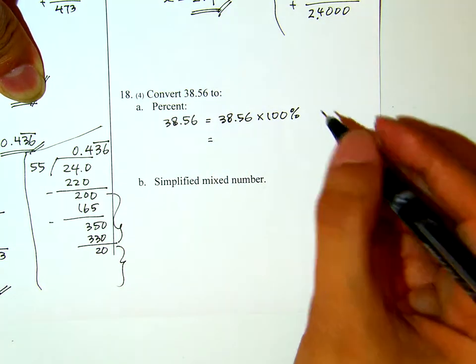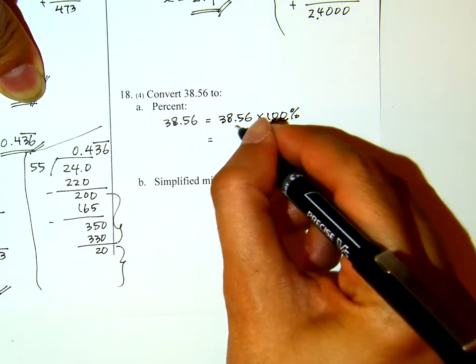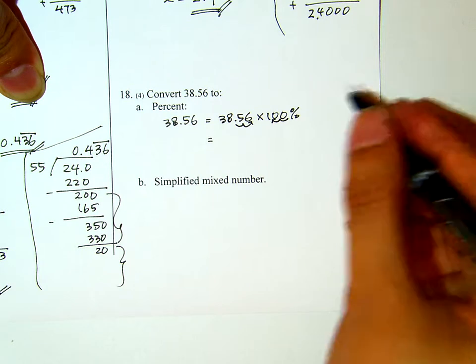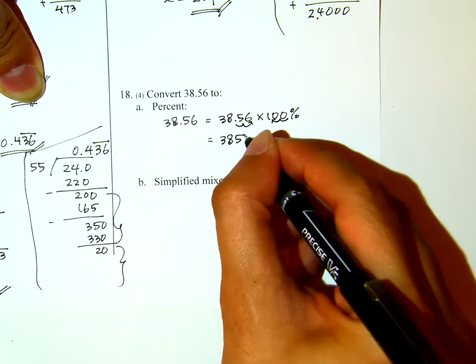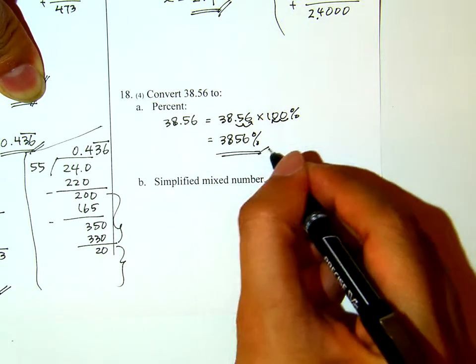Okay, and then to multiply by 100%, I will keep the percent sign. And when we multiply by base 10, the decimal point moves in the opposite direction. We now get 3,856%. That's for number 18A.